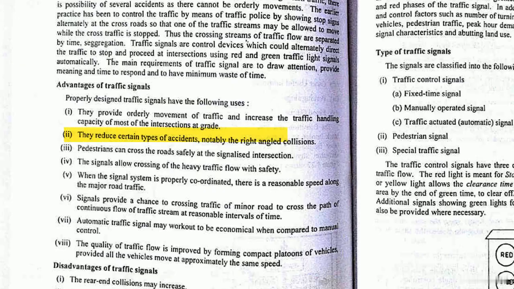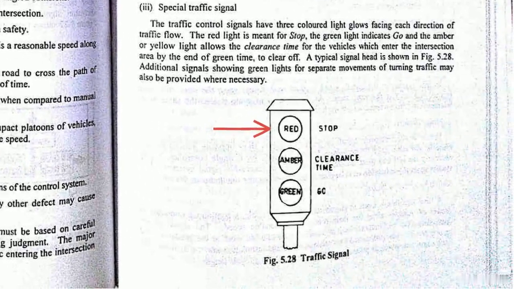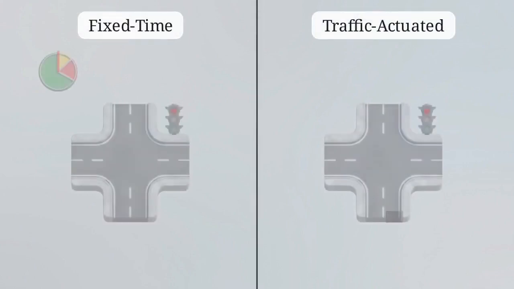Reviewing the textbook advantages, signals yield a significant reduction in severe right-angled collisions. However, looking directly at the disadvantages, point 1 dictates that rear-end collisions will likely increase. We are forcing a flowing stream of vehicles to come to a sudden, mechanical stop. Signals also mathematically guarantee delay.